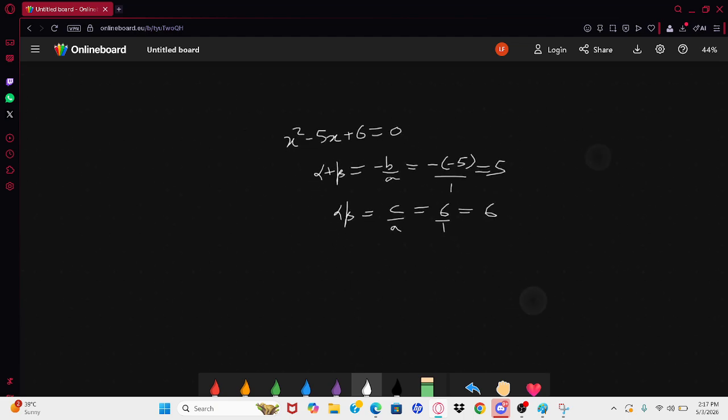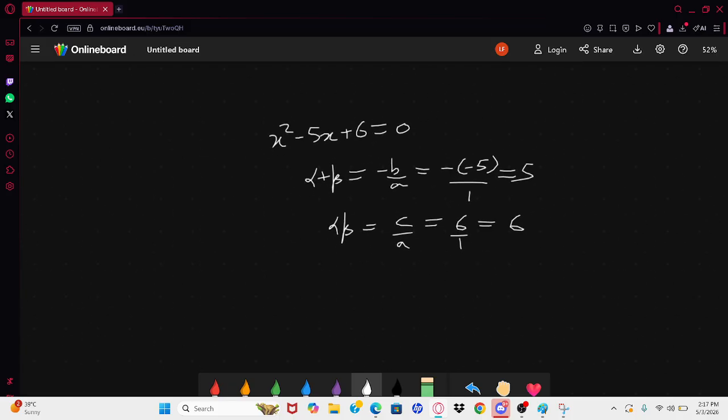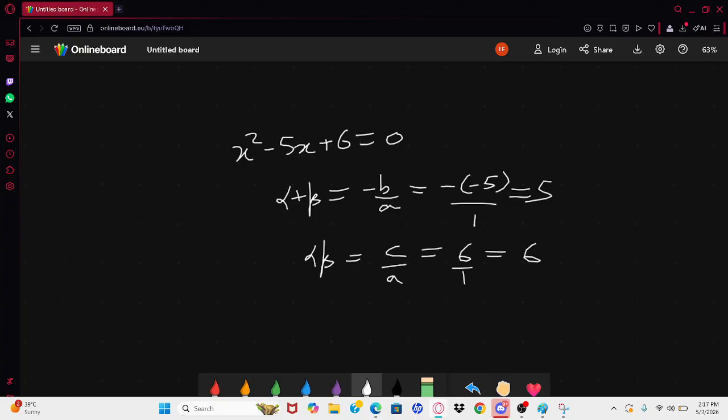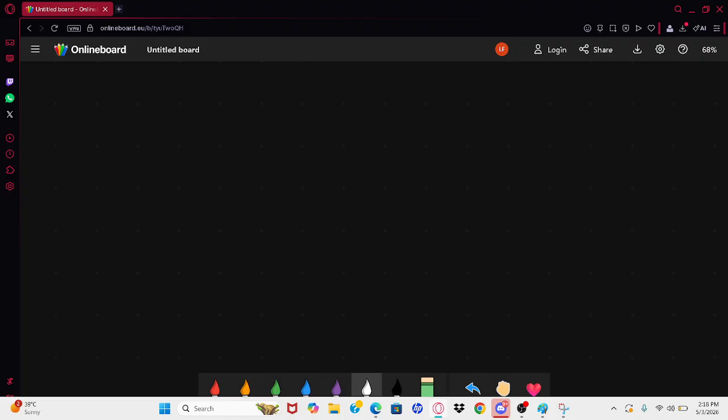So you can see these really come in handy when you're asked about relations between roots and coefficients. And you can save time by not having to solve the equation and adding them manually. So our next topic is going to be the discriminants.